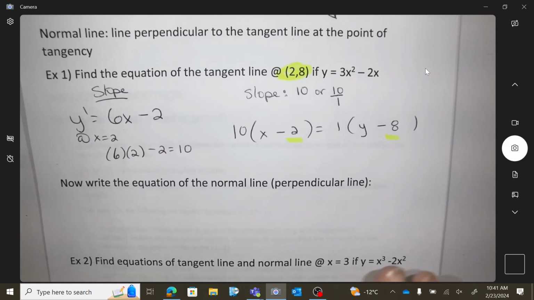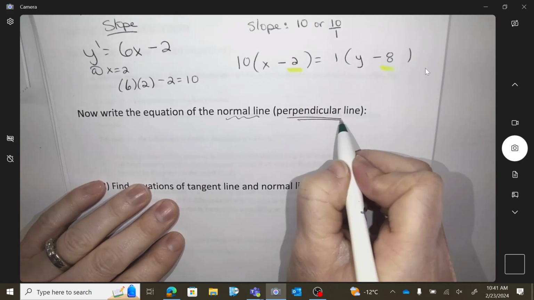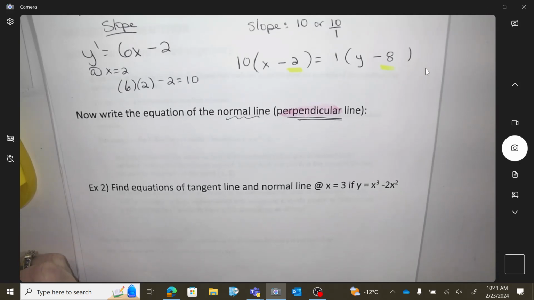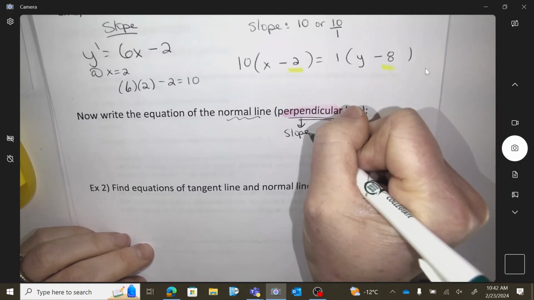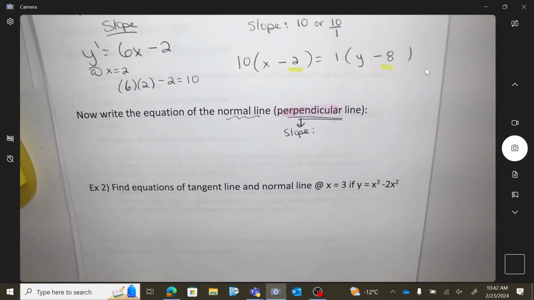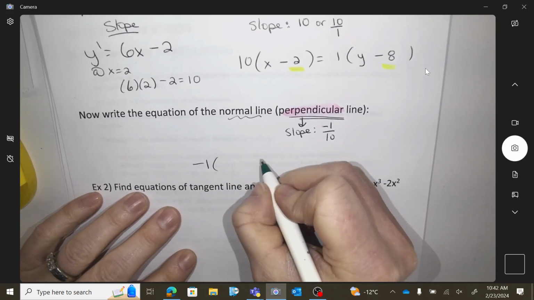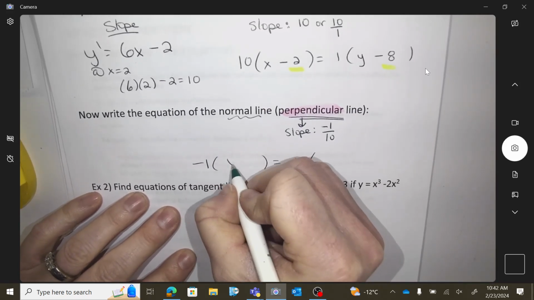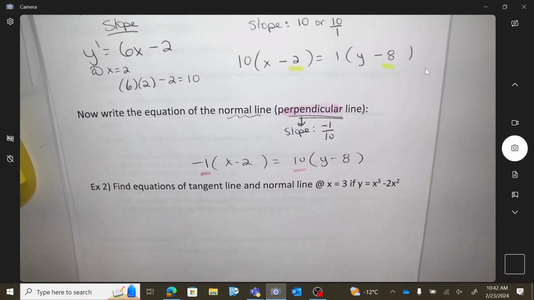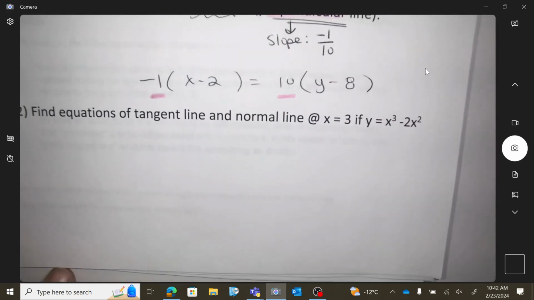See it? Okay. Write the equation of the normal line, which is the perpendicular line. So what did I say about perpendicular slope? If the slope over here was 10 over 1, what's the perpendicular slope? Negative 1/10. So that's all I do, is I change the slope. Negative 1/10 is now the slope.